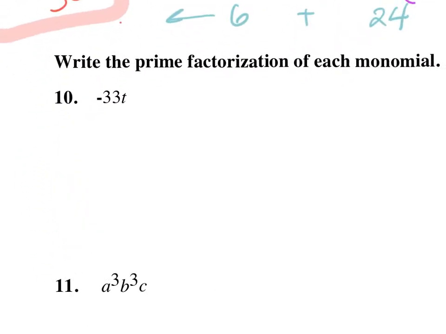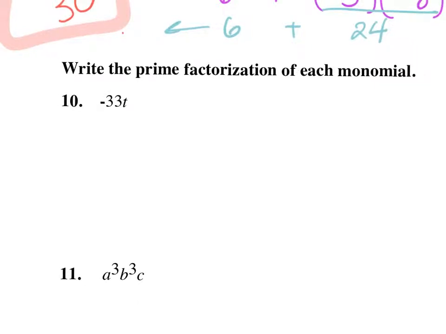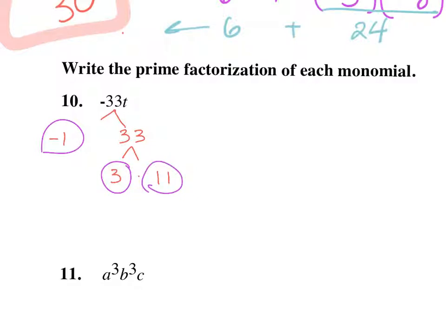Number 10, write the prime factorization. Remember that prime factors are numbers that are only divisible by 1 and themselves. So when you go to write this out, negative 33t, please remember a negative number has the factor of negative 1. So negative 1 times 33, and 33 is really 3 times 11. Negative 1 is prime, 3 is prime, 11 is prime. So this is really negative 1 times 3 times 11, that gives you negative 33, times t. And that's your prime factorization.